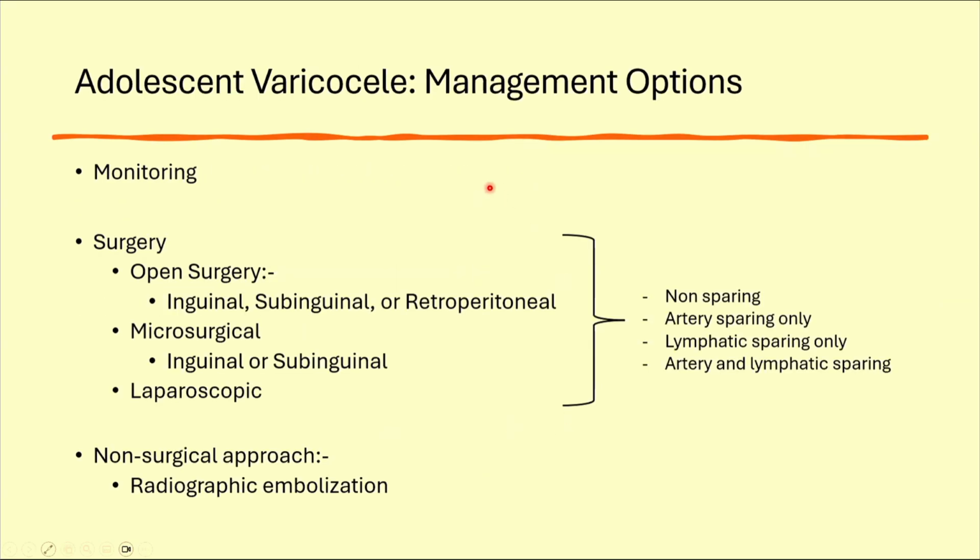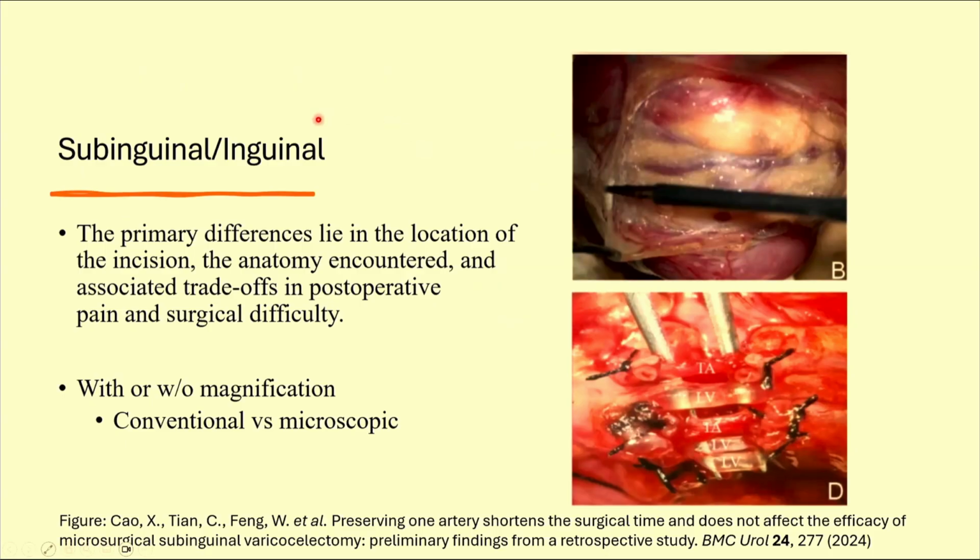So basically today, if I encounter an adolescent patient with a varicocele, my options are these. Either I can monitor the patient, or I can offer him surgery, and there are multiple techniques: open, microscopic, inguinal, subinguinal, and I'll elaborate on that more in the next couple of slides. And the last option is done by the interventional radiologist, which is the non-surgical approach, embolization. First, we'll talk about the subinguinal and inguinal briefly.